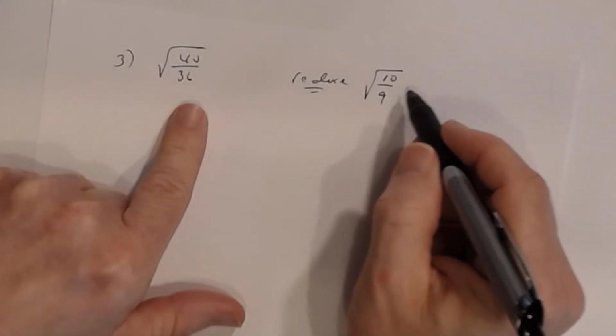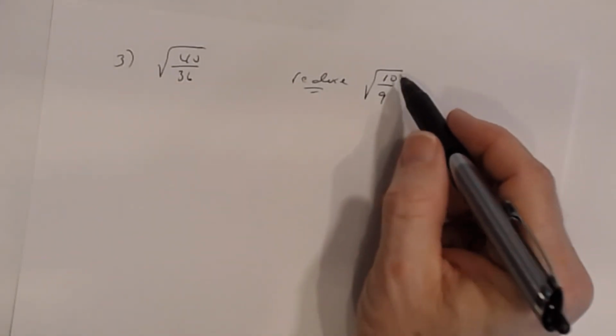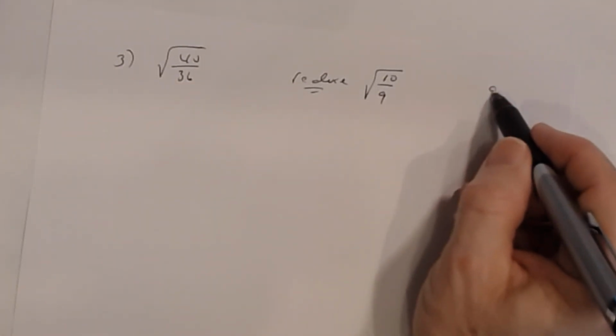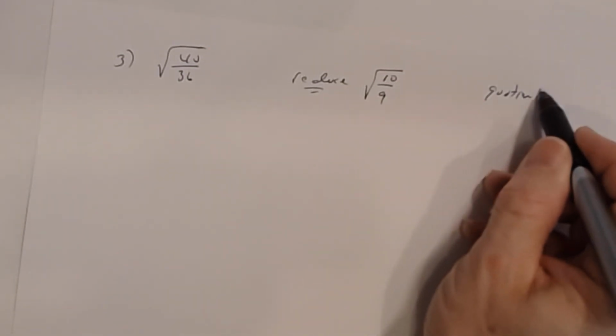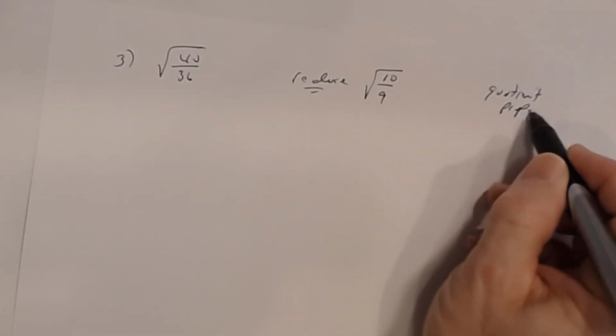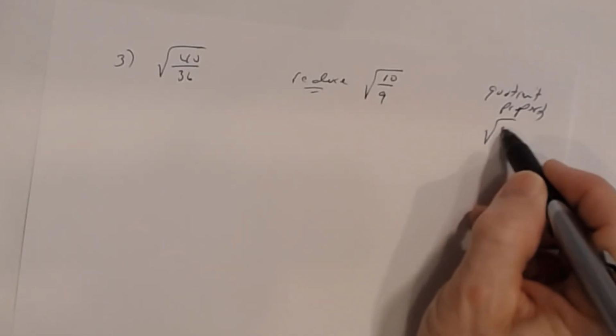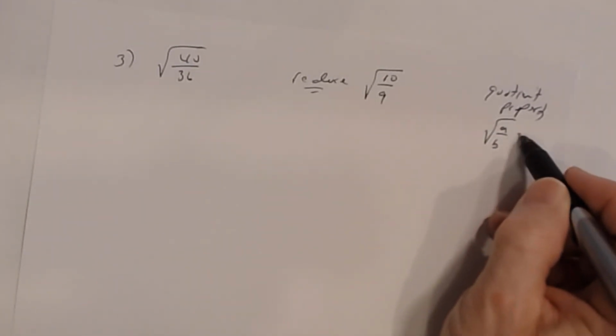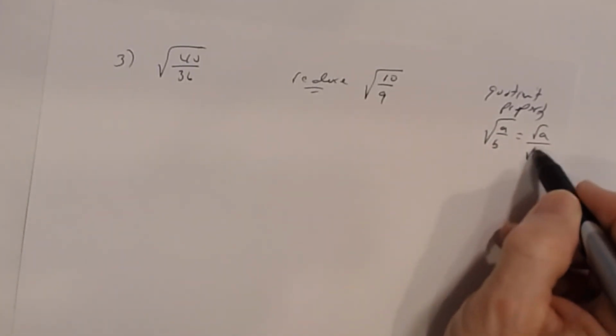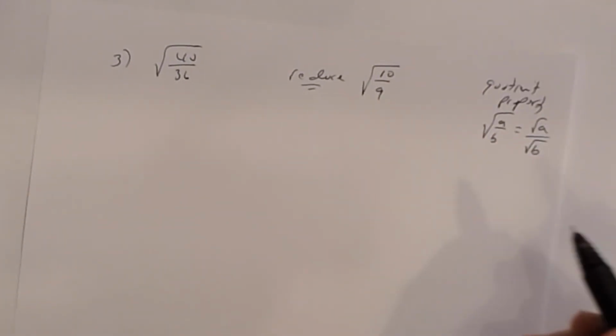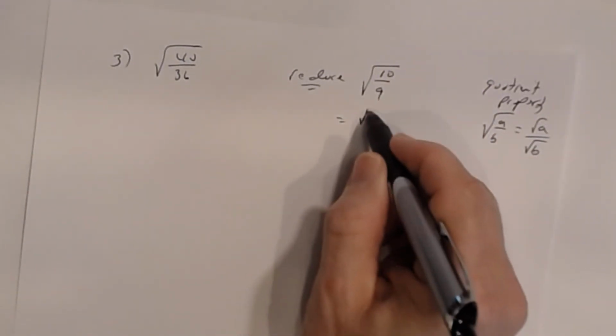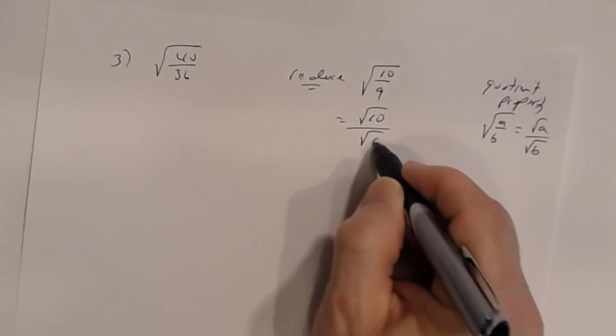And so now I'm going to rewrite this. Just like the product rule, there's a quotient rule, or quotient property. If you have the square root of a divided by b, then you can rewrite this as the square root of the numerator divided by the square root of the denominator. And so this becomes the square root of 10 divided by the square root of 9.